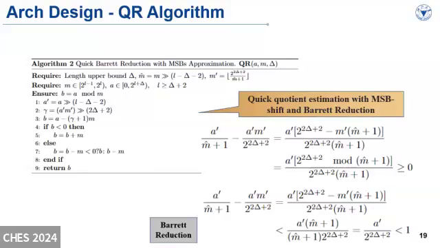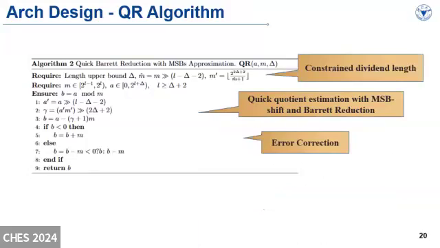And we also use the well-known Barrett reduction to further convert the small division into multiplication, with the consideration of the hardware implementation. And the Barrett reduction will bring another quotient error, which is still no more than 1. And at last, the algorithm will correct the errors during the estimation by a conditional subtraction.